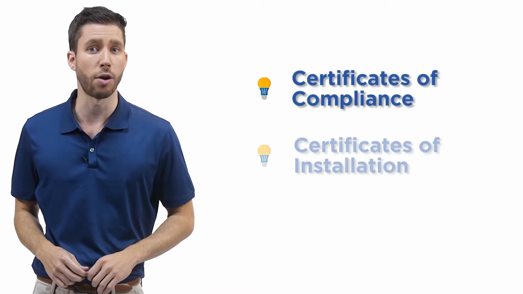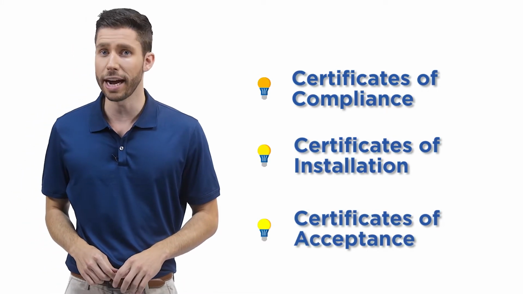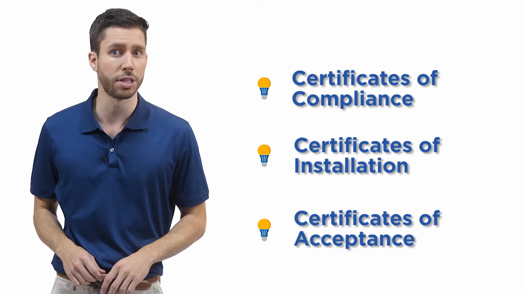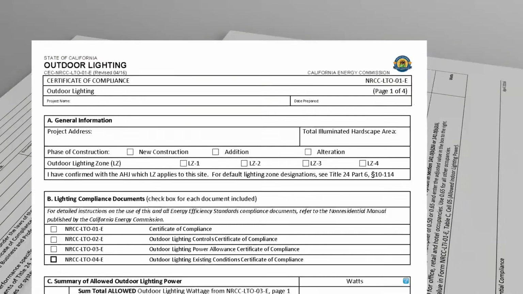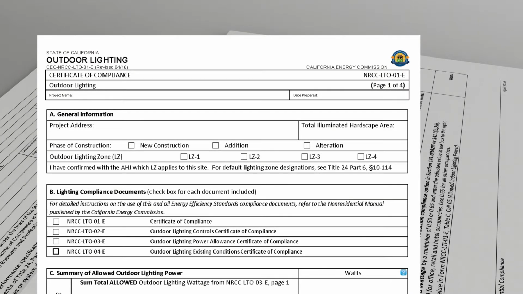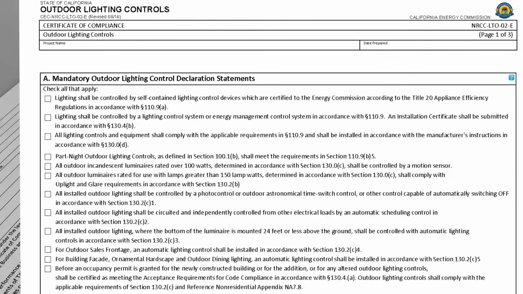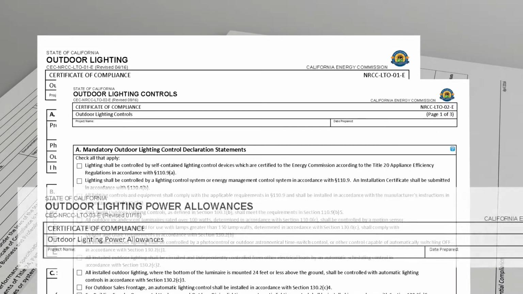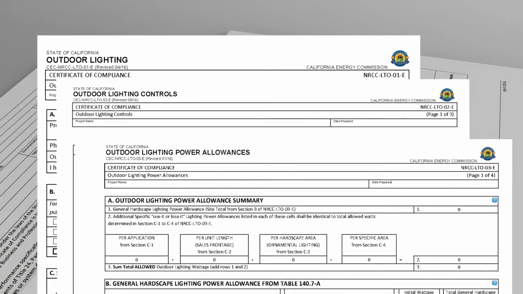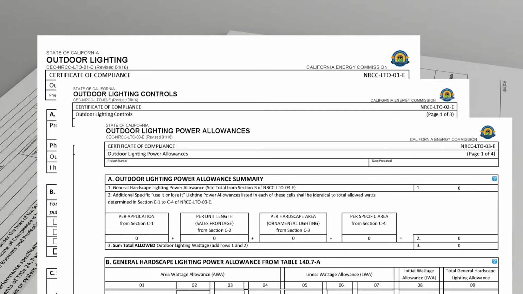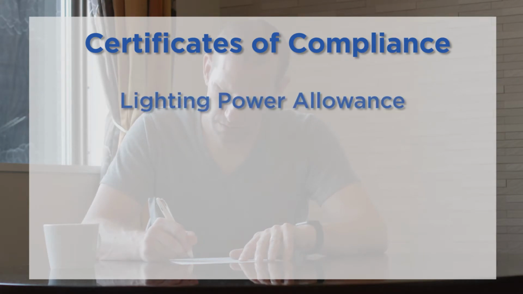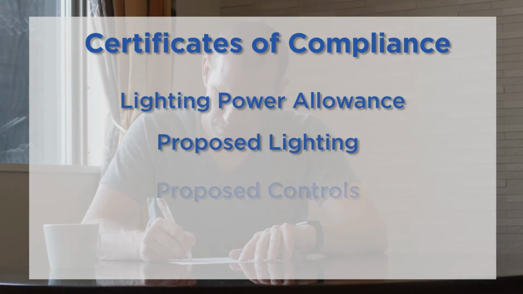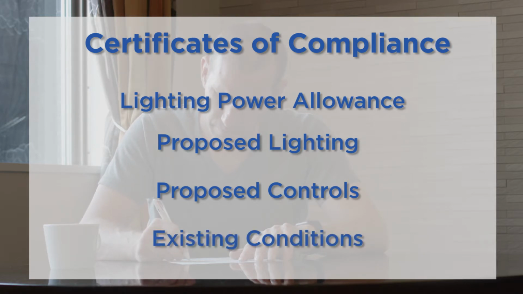Now we will examine the documentation required to meet compliance for outdoor lighting alterations. Outdoor lighting compliance documents includes applicable certificates of compliance, installation, and acceptance. Certificate of Compliance Forms NRCC-LTO-01, LTO-02, LTO-03, and LTO-04 must be submitted to the enforcement agency in conjunction with the building permit application. These Certificate of Compliance forms document lighting power allowance, proposed lighting, proposed controls, and existing conditions if applicable.